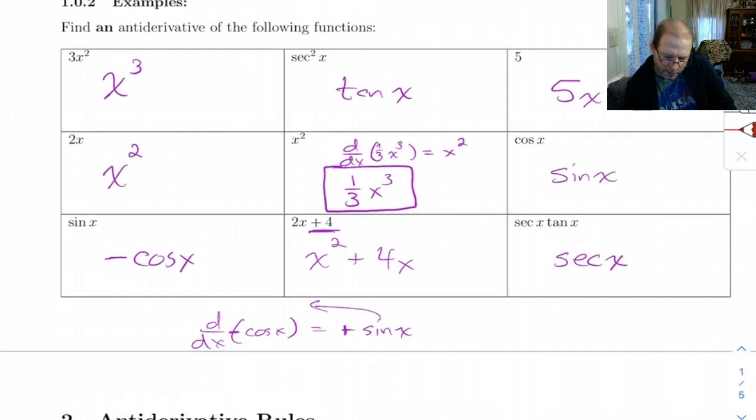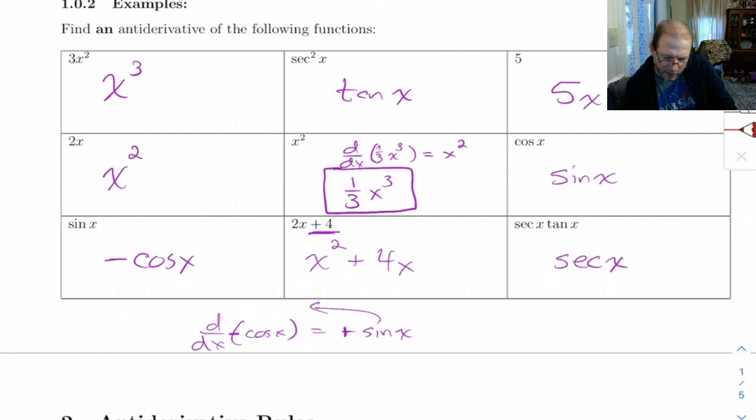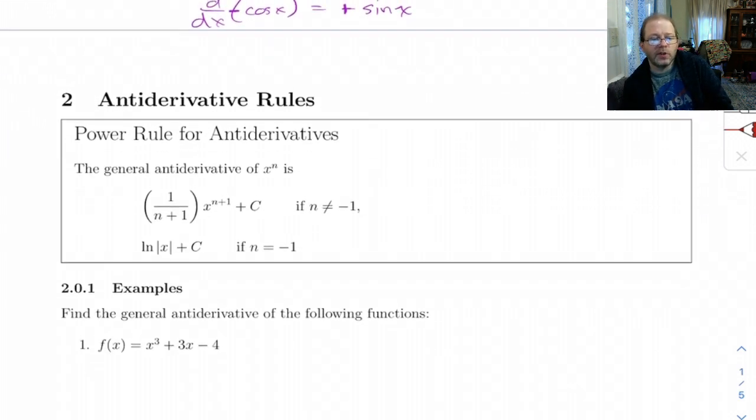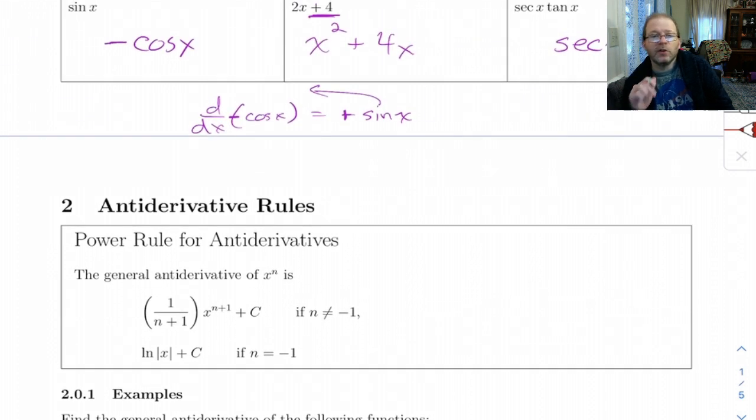All right. So in all of these, I know I went through them quickly. Some of them are probably fairly simple to you. Some of them might be a little tougher. But by thinking about the derivative rules backwards, we can come up with some antiderivatives. But what's nice is we have a bunch of rules for dealing with antiderivatives, and we'll look at those in the next video.